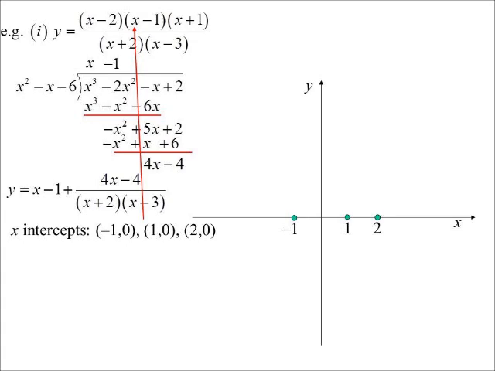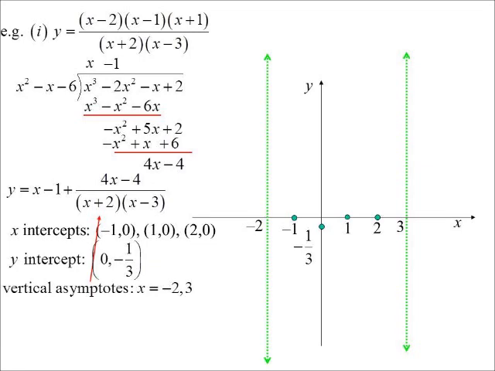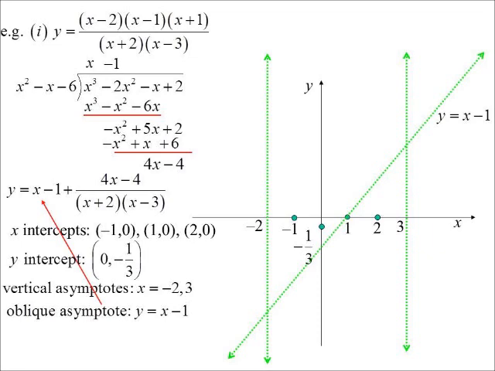X-intercepts. So I've got 2, 1, and negative 1. Y-intercept, substitute in, we get negative 1/3. Vertical asymptotes are at negative 2 and 3, and an oblique asymptote at y = x minus 1. It will cut the oblique asymptote at x equals 1. Mind you, we knew that already because we know there's an x-intercept, so it actually confirms that.